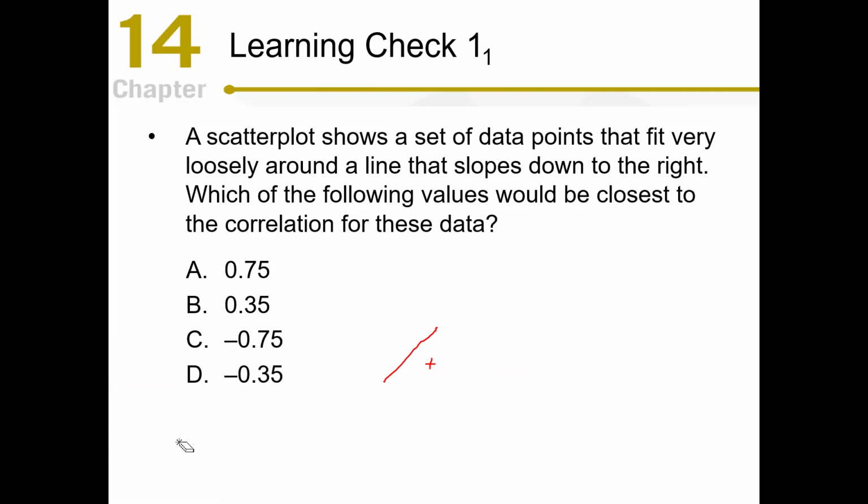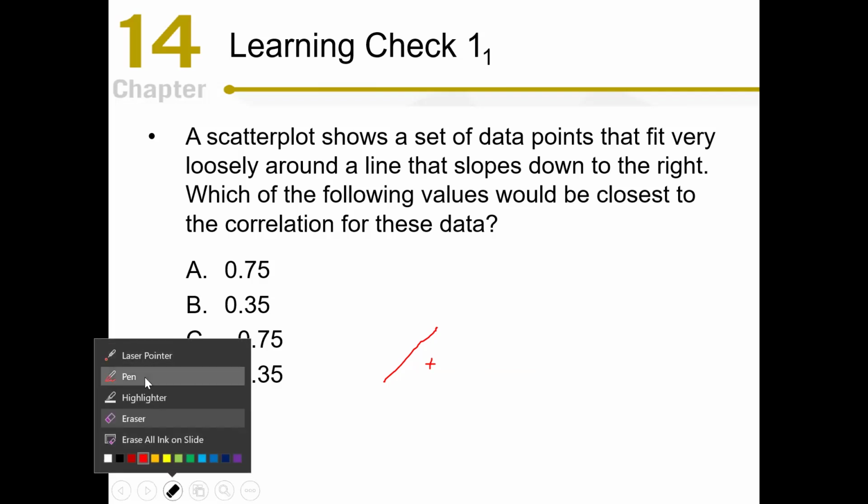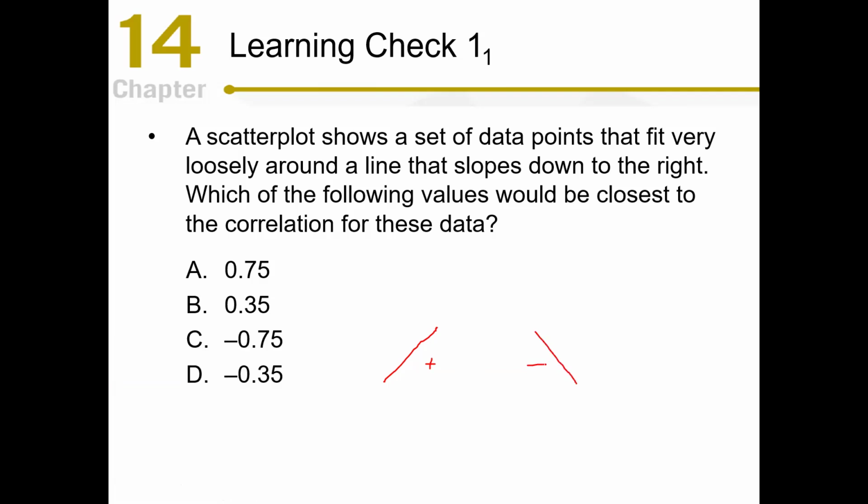Down and to the right is negative. So let me get this correct. Down and to the right is considered negative. All right. So you got up and to the right positive, down and to the right negative. So it says down and to the right. So we know that it's not going to be A or B because it's down and to the right here. We know it's got to be somewhere in C or D.